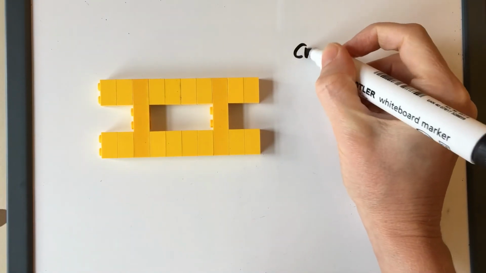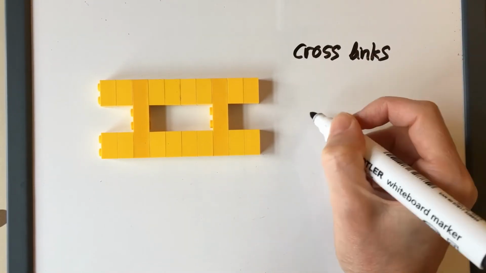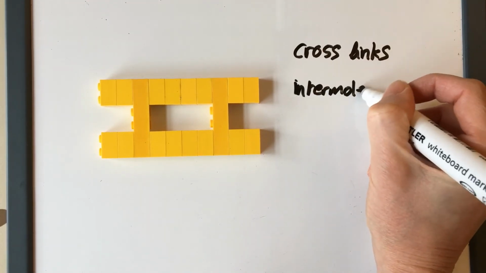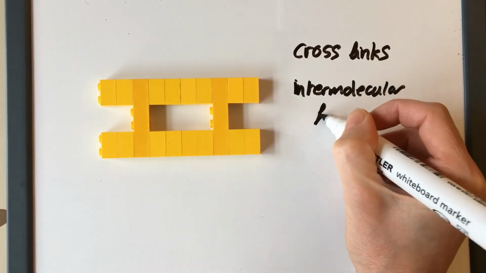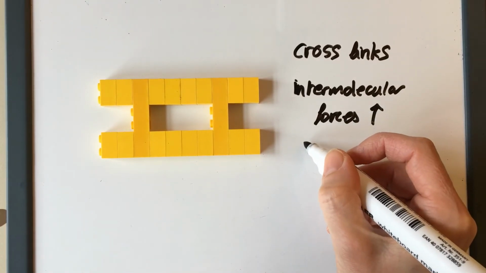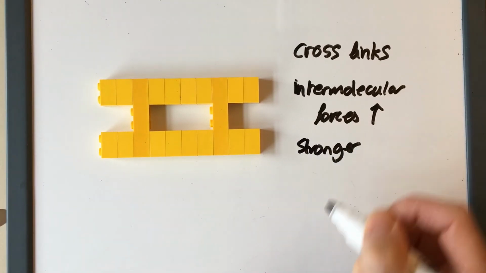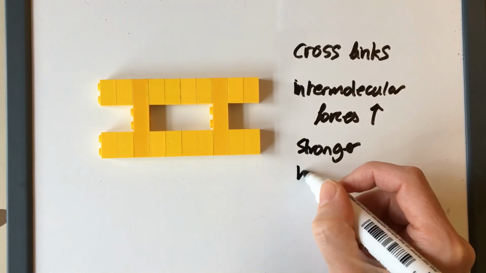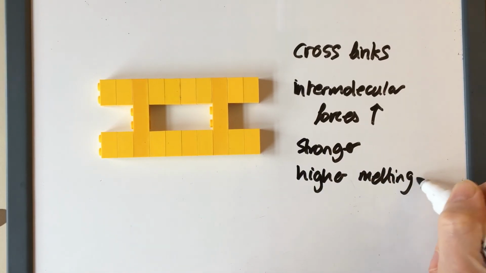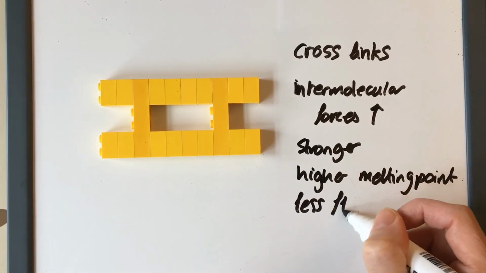So these are crosslinks. They increase the intermolecular forces. So the intermolecular forces go up. The material becomes stronger. It has a higher melting point, but it is less flexible.